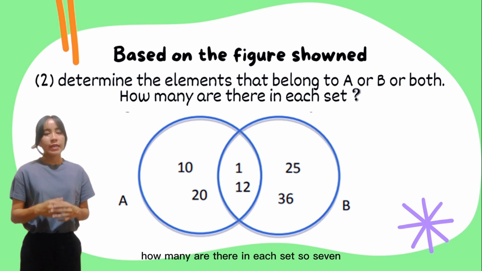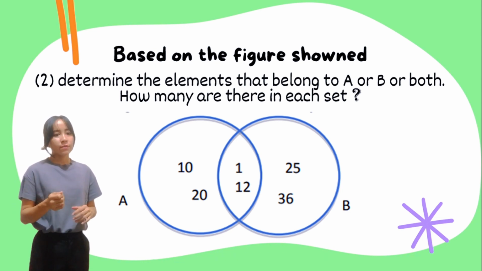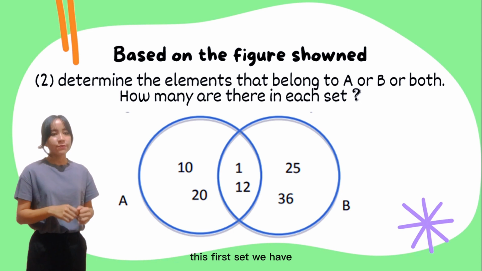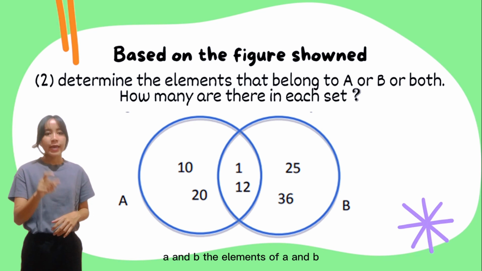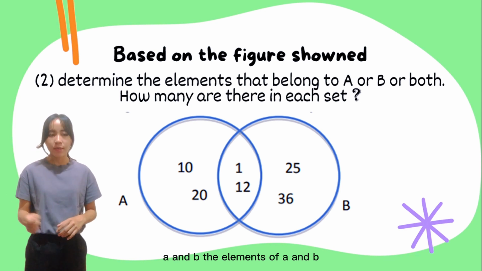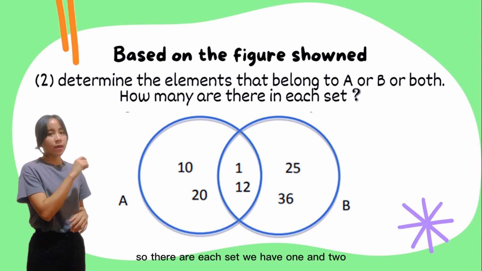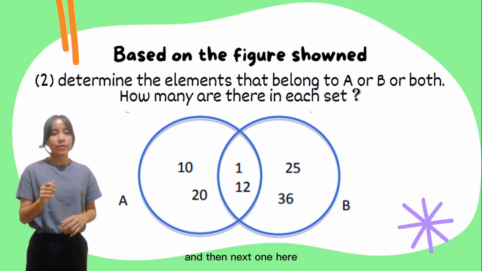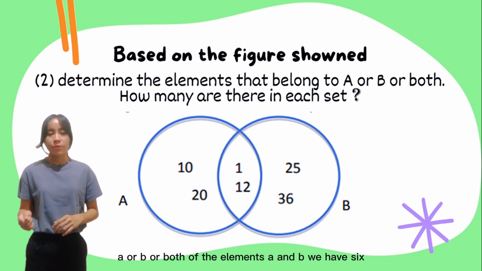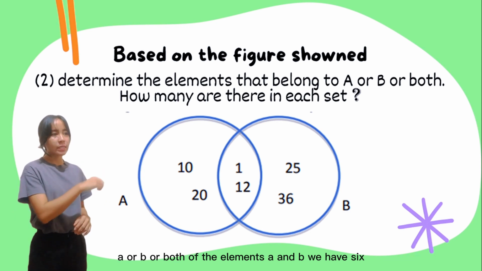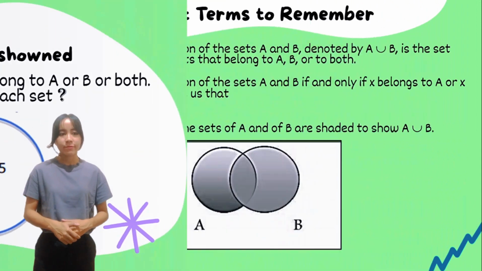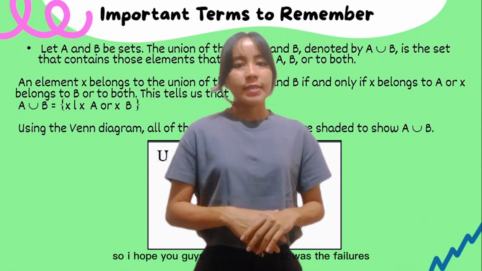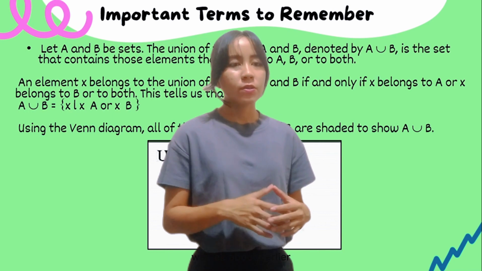How many are there in each set? The first set is the intersection, the elements of both A and B, where we have 1 and 12. And for the next one, A or B or both, the elements of A and B, we have 6. So there are 6 elements in the set of A or B. I hope you understand what the figures were all about earlier.